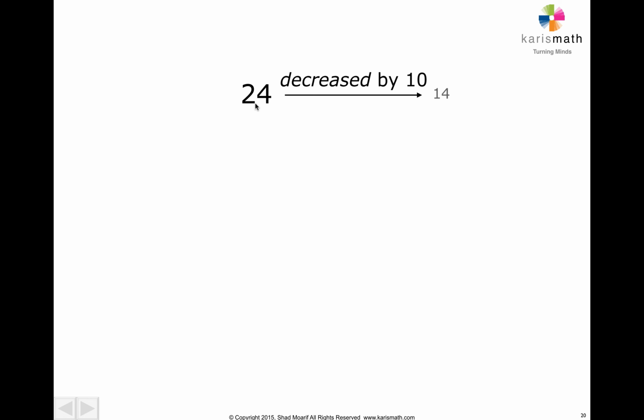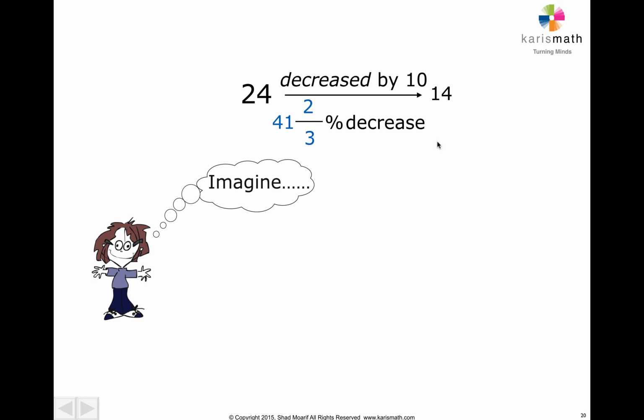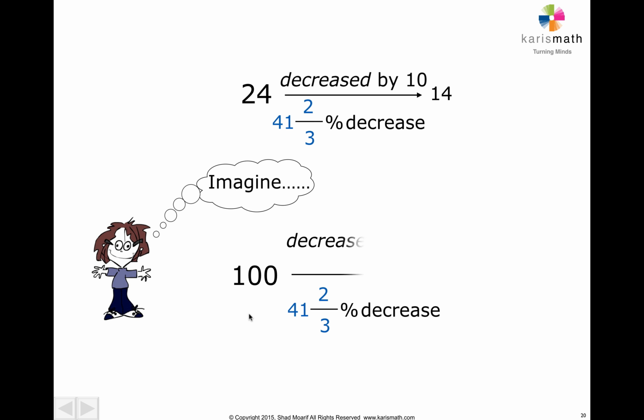So if 24 is decreased to 14, it's a 41 2/3% decrease. Which means if your standard was 100, then 100 will decrease. So you take away 41 2/3 from 100, what will you get? Take it out and you'll get 58 1/3. That's the final amount, so almost close to 60.